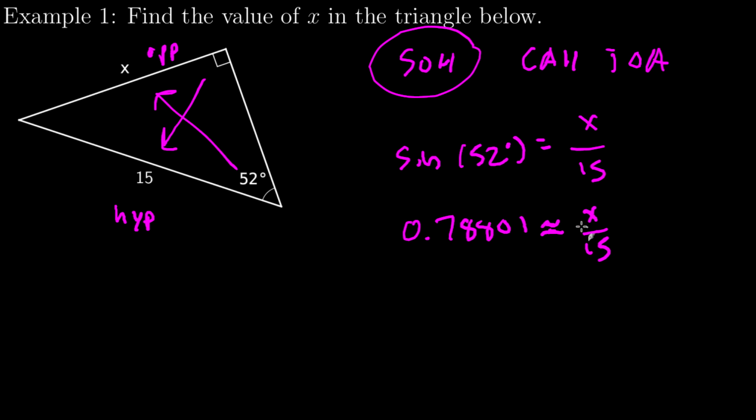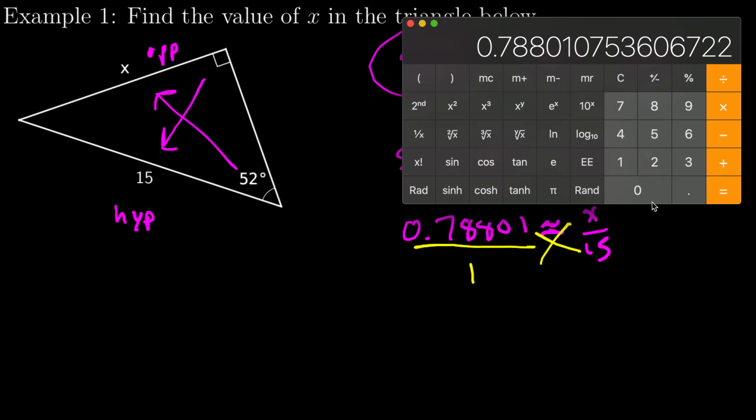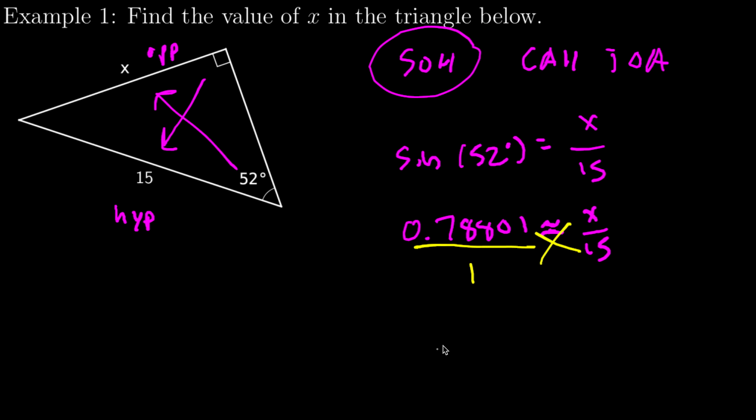And then I will make my proportion, cross multiply. So I'll do 15 times 0.78801. And I will get 11.820. One times x is, I'll just put x. And there's my answer.